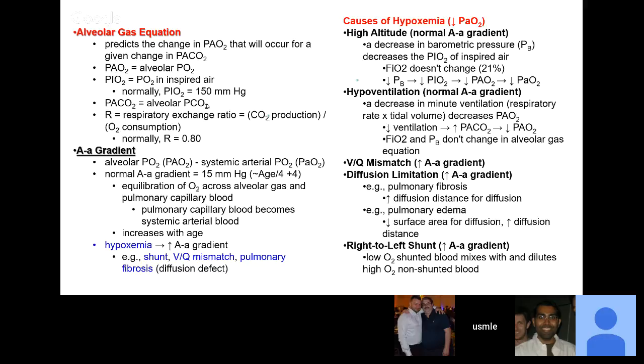Hypoventilation, this one as well, is decreased by definition. Hypoventilation is a decreased frequency of breathing. Here as well, you're going to have a normal A-a gradient. It's just that the amount or frequency of bringing oxygen is going to be decreased, which we call the minute ventilation. So how are you going to calculate that? You can calculate it by respiratory rate times tidal volume.